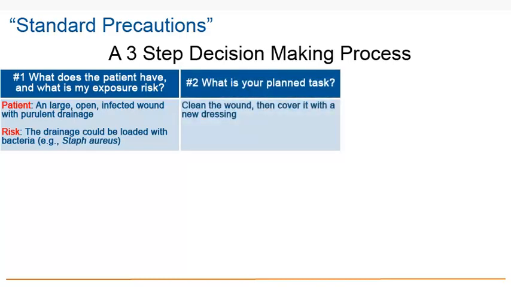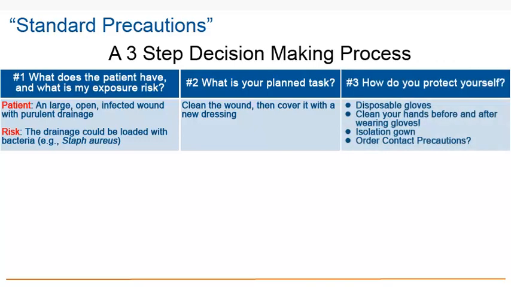Now, before you actually do your task, think about what you are going to be doing with the patient. In this situation, you're going to be cleaning the wound and then covering it with a new dressing. Step 3 is when you consider how you're going to protect yourself. So, if you're going to be cleaning the wound and covering it with a new dressing, you should wear disposable gloves, remembering to clean your hands before and after wearing the gloves, wearing an isolation gown, and, if appropriate for your facility, order contact precautions.